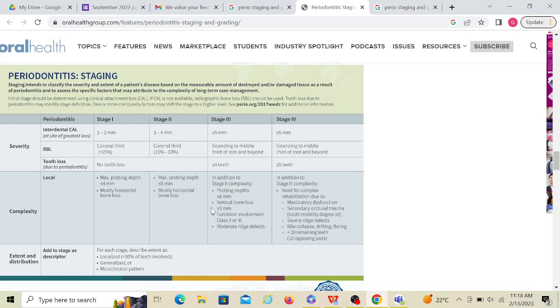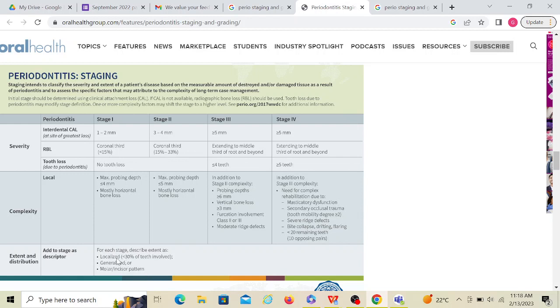Now, let's add on one more thing. This table also mentions that for each stage, described extent is how, if you want to add more specificity to your diagnosis and you have to write that is it localized, is it generalized, or it's molar incisor, or only molars and incisors are involved.